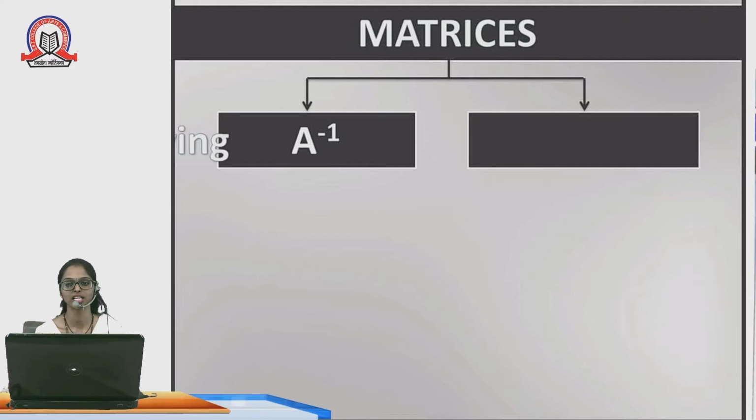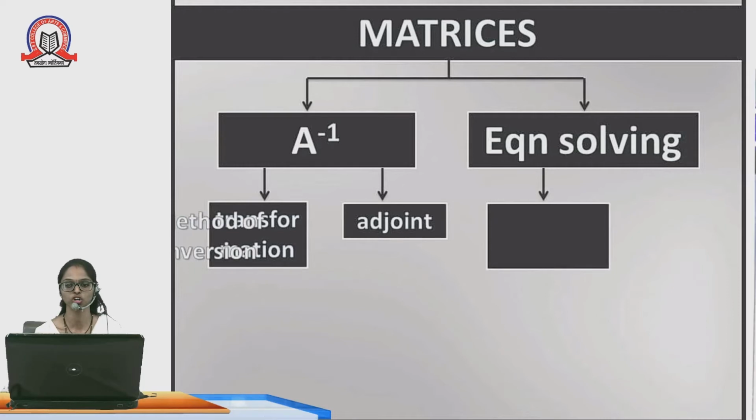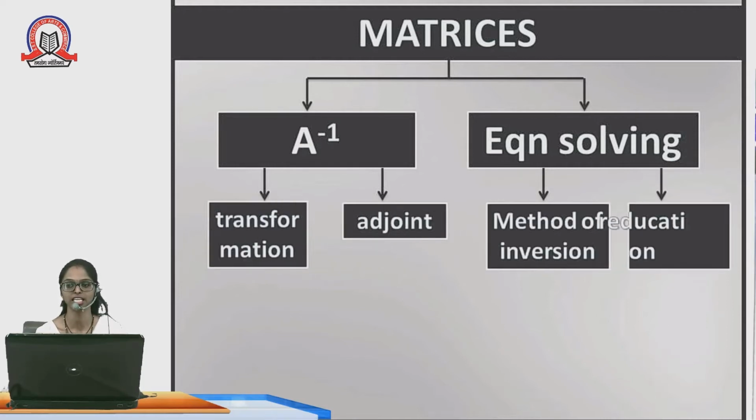A inverse and equation solving. To find the A inverse, there are two methods. First one is elementary transformation, using row transformation or column transformation, and the next method is the adjoint method. For equation solving, we use the method of inversion and then the next method is reduction of matrices.